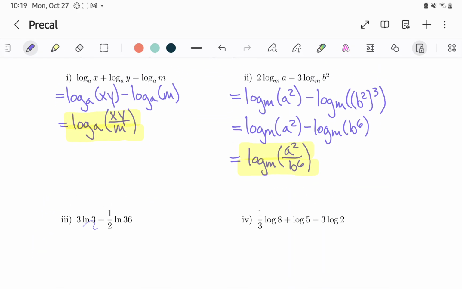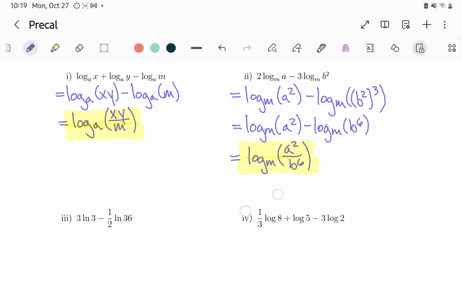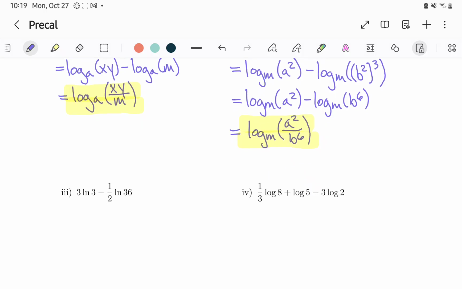Next, we have 3 times the natural log of 3 minus 1/2 times the natural log of 36. So again, to get rid of these coefficients out in front, we can use the power property. So we can say 3 times the natural log of 3 is equal to the natural log of 3 cubed minus, and then 1/2 times the natural log of 36 is the same as the natural log of 36 to the 1/2.